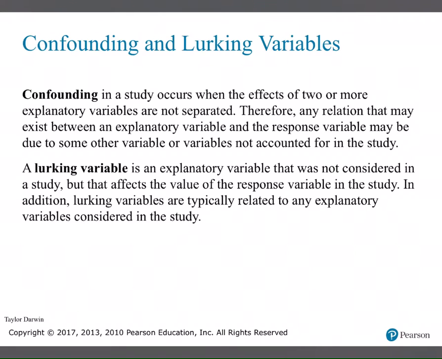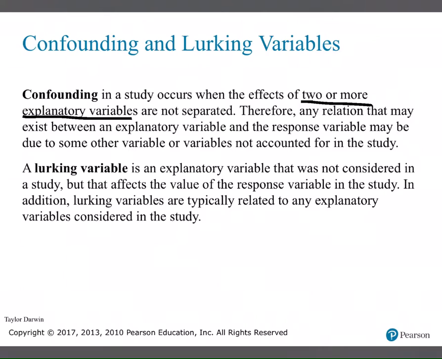There are types of variables called confounding and lurking. Confounding in a study occurs when the effects of two or more explanatory variables are not separated. So in that case, maybe we cannot figure out what caused what. And any relationship that exists between an explanatory variable and response variable may be due to some variable not accounted for.